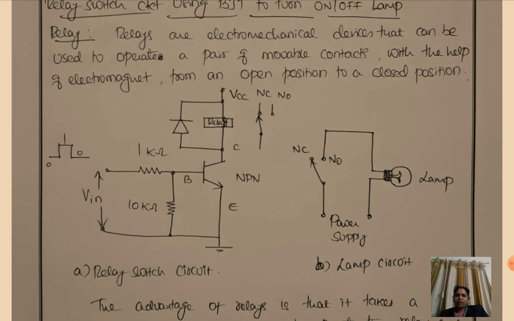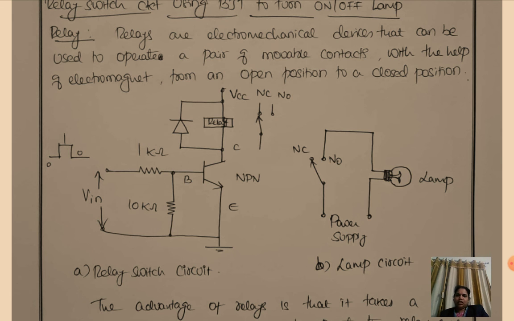This will happen only when the square wave is high. Again, when the square wave moves from high to low, the lamp will be off. Why? Because the input is 0, the base current is also 0, and the collector current will be 0. So it will keep the lamp in the same position, that is, in the off position. Again, when it is high, the same thing will happen in sequence.